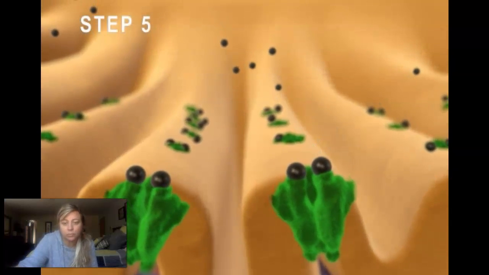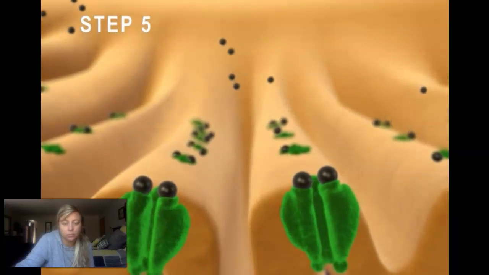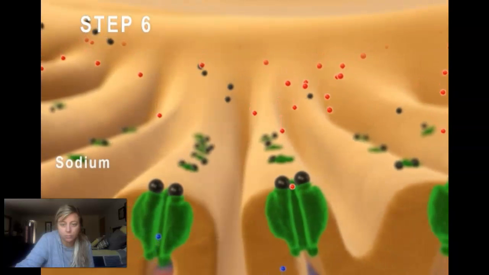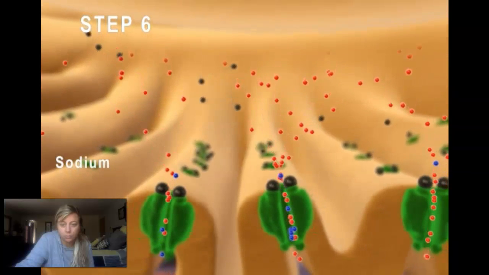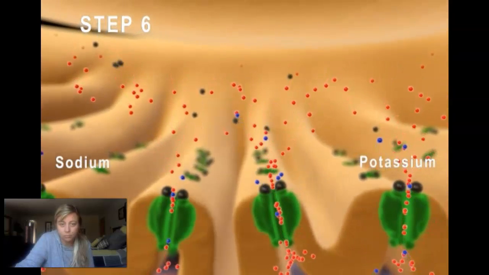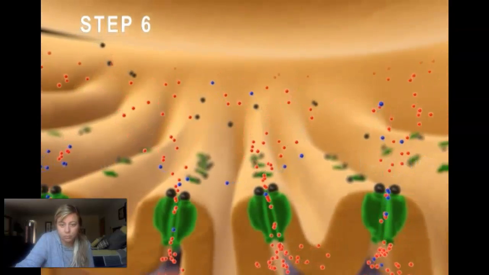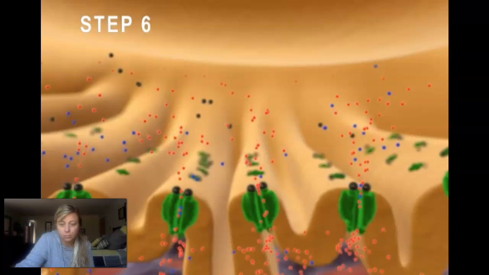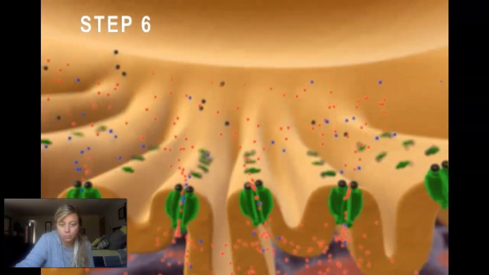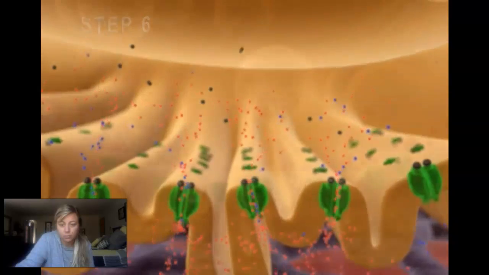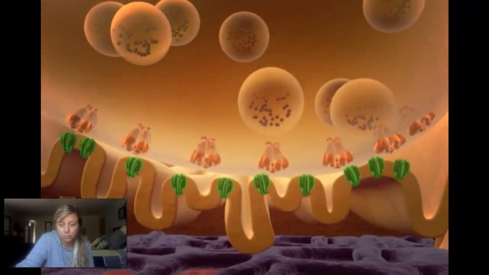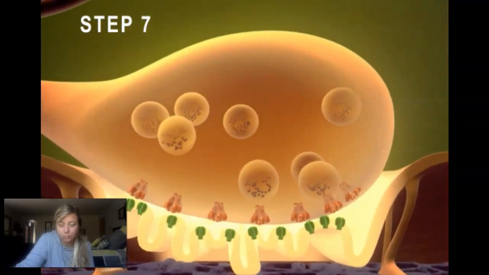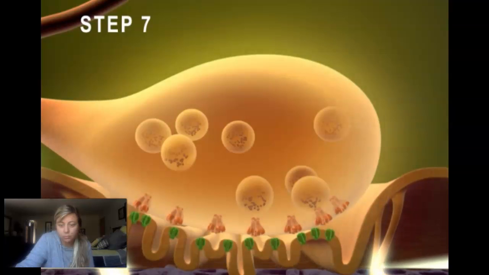Step 5. These ligand-gated cation channels open. Step 6. Sodium ions, shown here in red, enter the muscle fiber, and potassium ions, shown here in blue, exit the muscle fiber. The greater inward flux of sodium ions relative to the outward flux of potassium ions causes the membrane potential to become less negative. Step 7. Once the membrane potential reaches a threshold value, an action potential propagates along the sarcolemma.